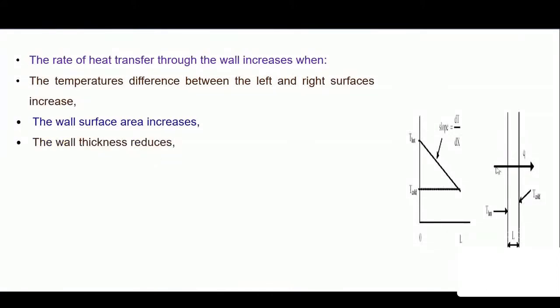If the wall thickness reduces, say instead of thickness L you reduce it to L by 2, obviously the heat transfer rate is going to change. So it means that the heat transfer rate is proportional to temperature difference, proportional to surface area, and inversely proportional to the thickness of the wall. And if the wall is changed from brick to aluminum, that is, from a low conductivity material to a high conductivity material, then the obvious effect will be an increase in the heat transfer rate.